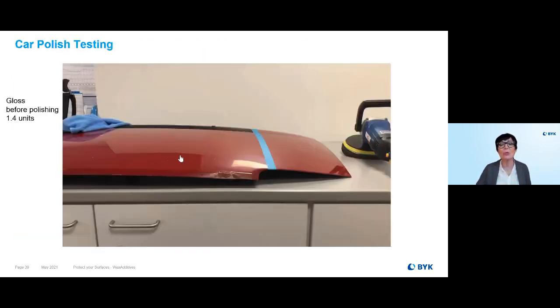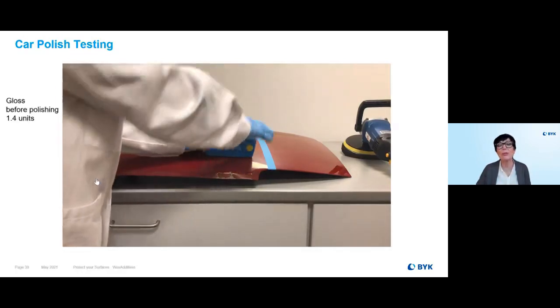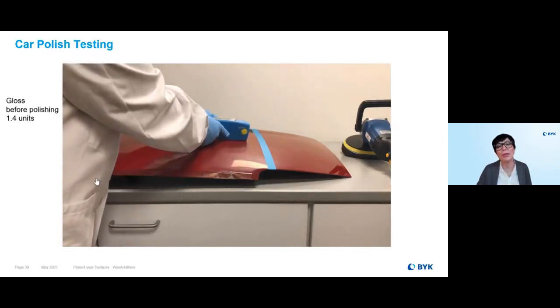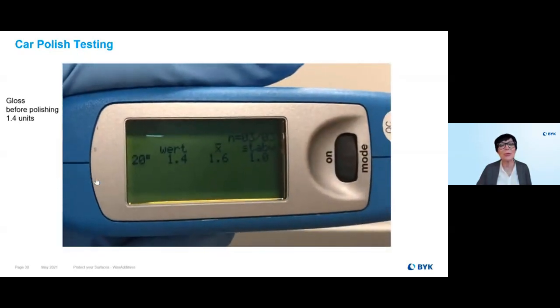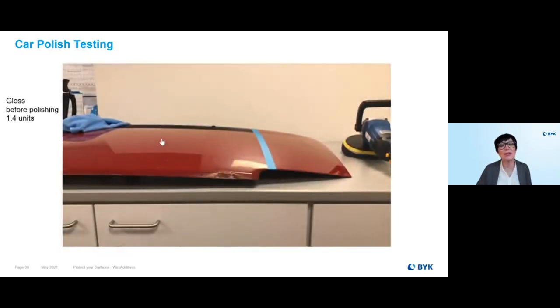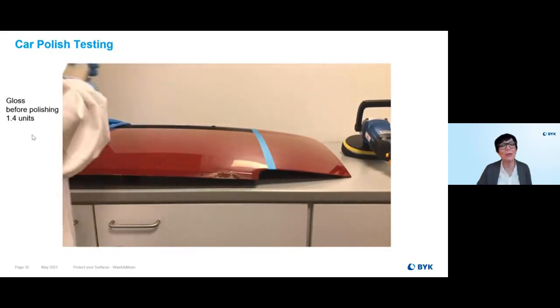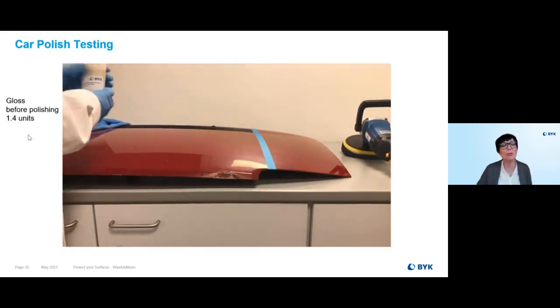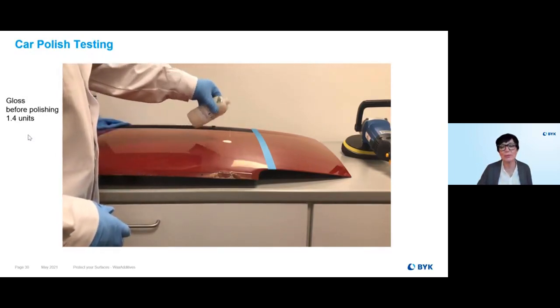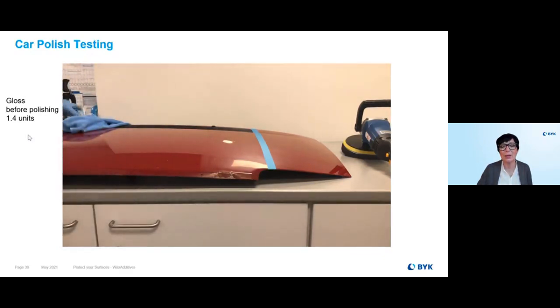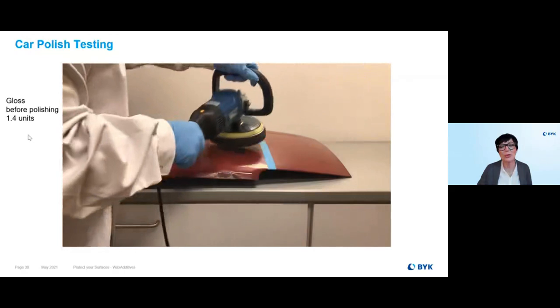Just showing you how we do the tests in our lab. So what you see here is an engine hood, and all our starting point formulations you will find on the web are developed by our lab staff in Wedel and in Wallingford. You see here when we start the polishing, we started with a gloss unit of 1.4. So what you see here now is that we do machine polish on the hood to increase the gloss.